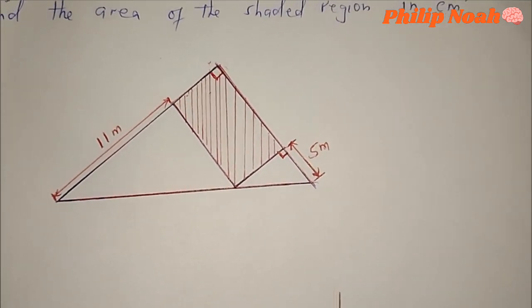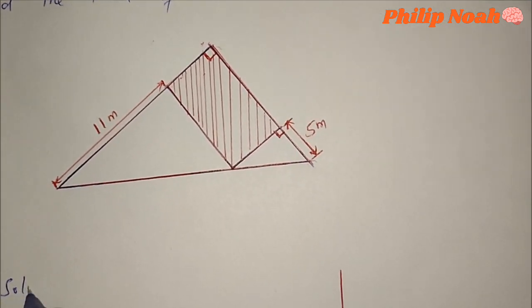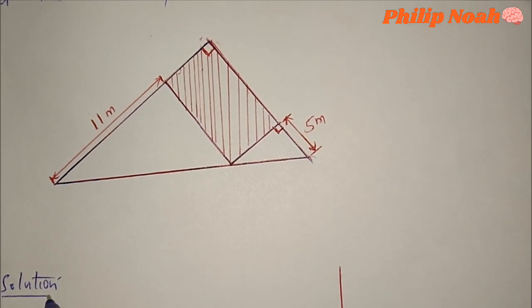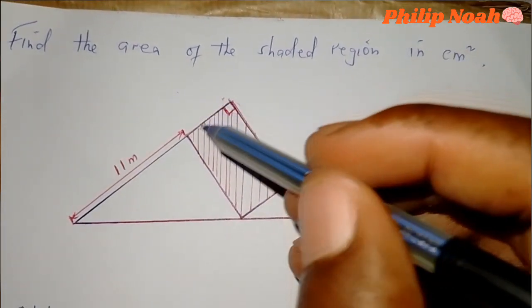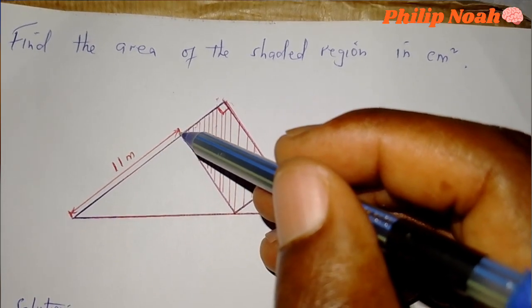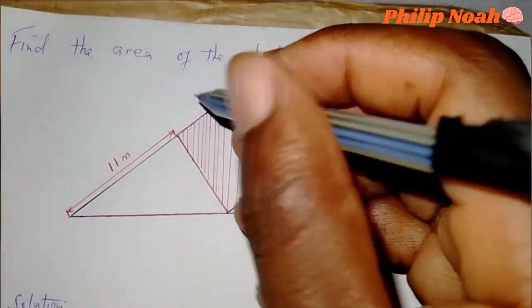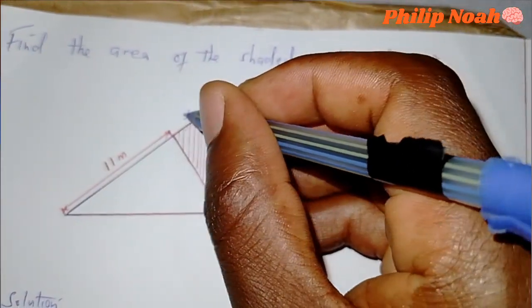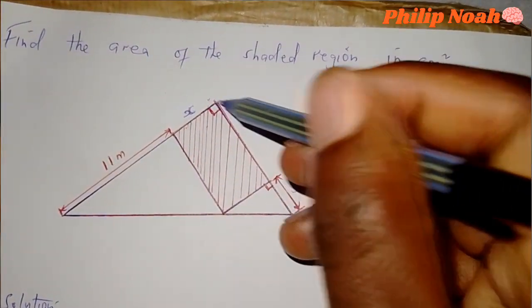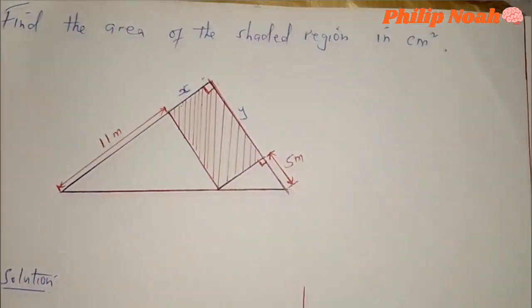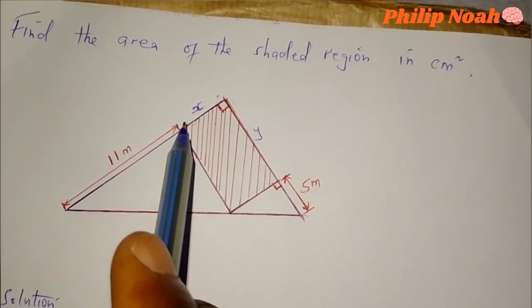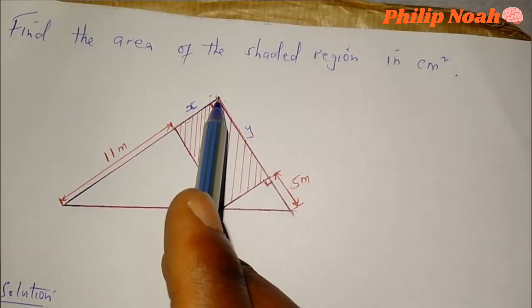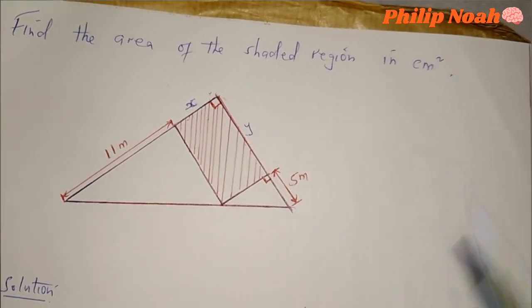Solution. What we shall do, we can call this length from this point to this point as x. Then from this point to this point as y. From this point to this point as x, then from this point to this point as y.